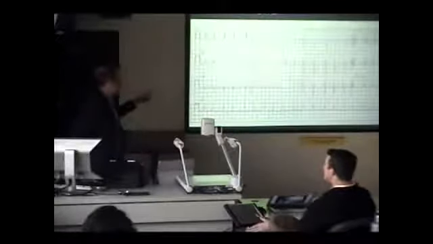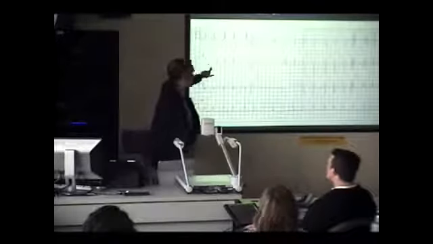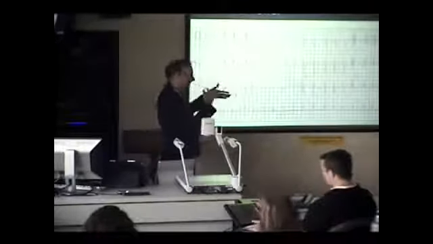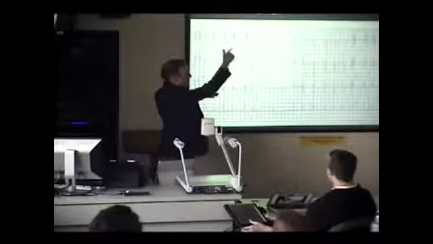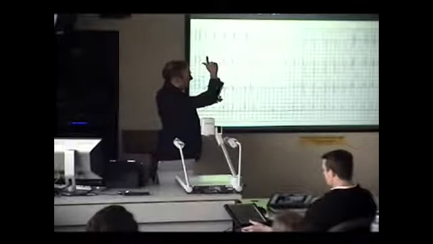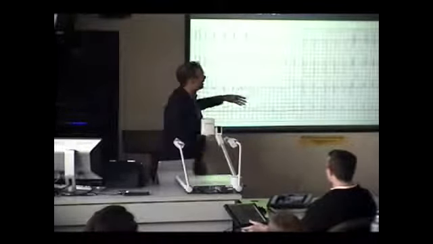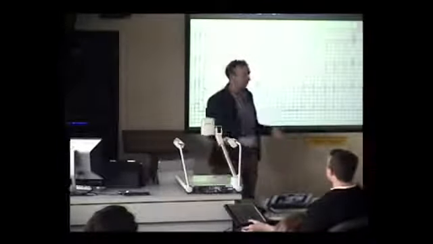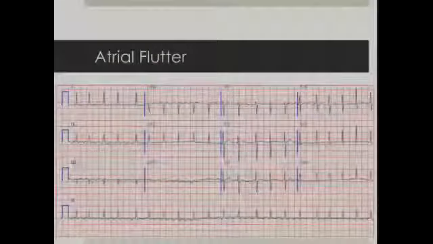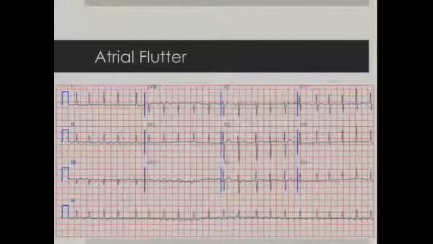If it's negative in 2, 3, and AVF, that's the inferior leads. So that's coming down, around, and up the septum in the right atrium. And it's positive in V1. So that's a right-sided typical atrial flutter. I can ablate this very easily by going up through the leg, going up into the right atrium, and ablating a small 1.5 centimeters of tissue behind the tricuspid valve.